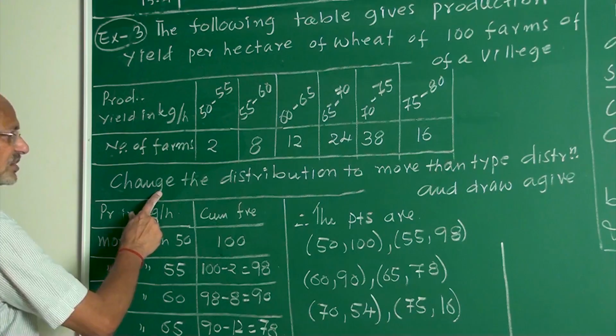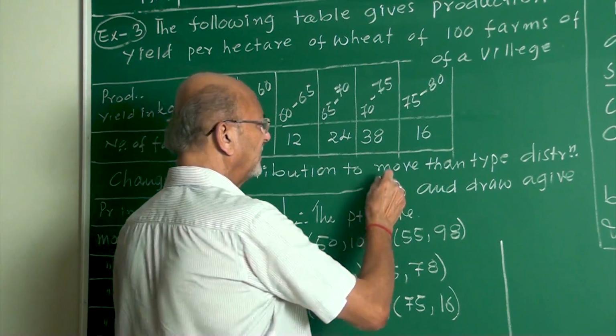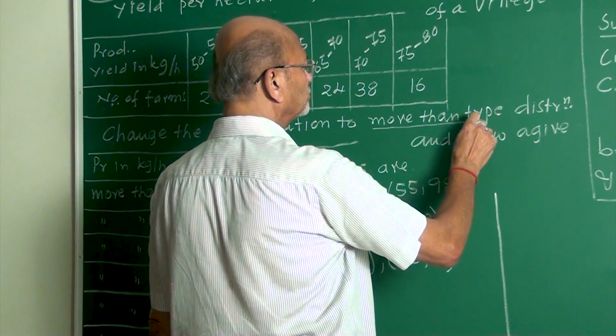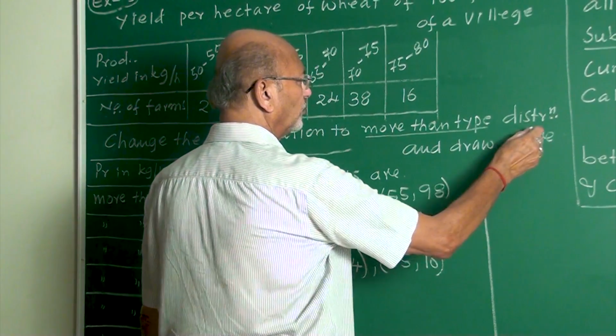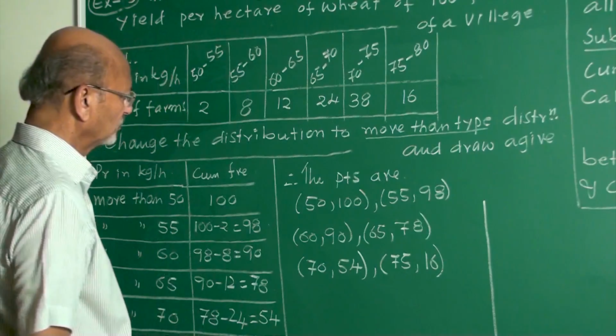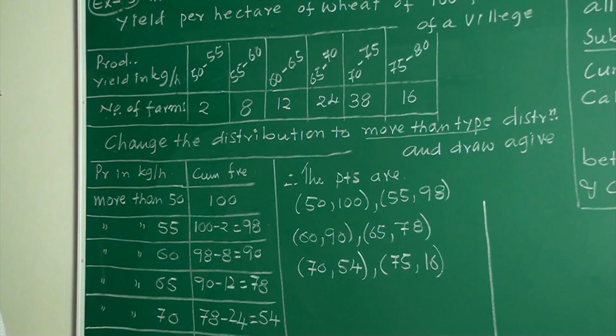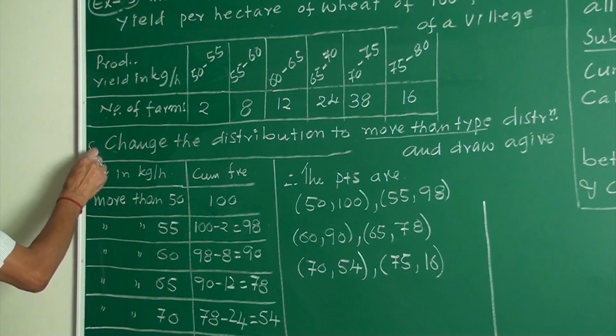Change the distribution to a more than type distribution and draw the Ogive. Draw the Ogive. This is the question. Yes, my friends, this is the solution.